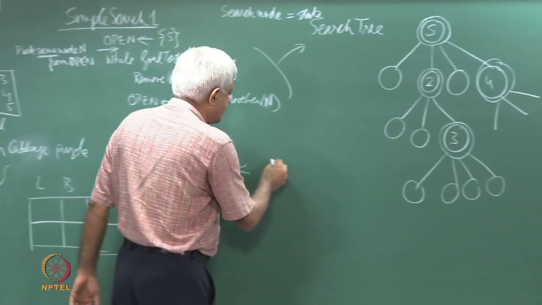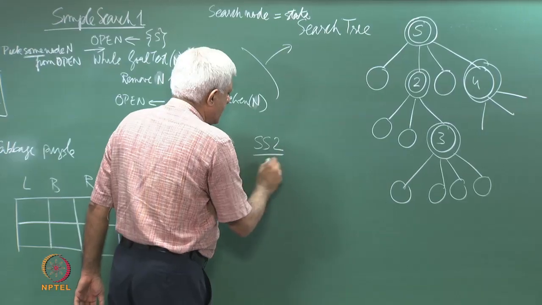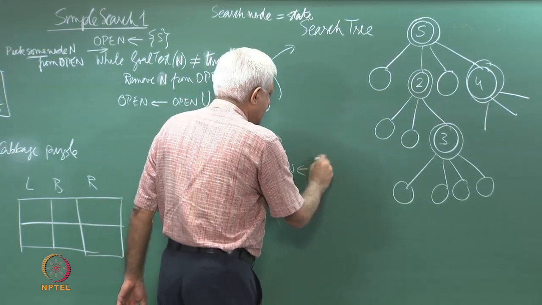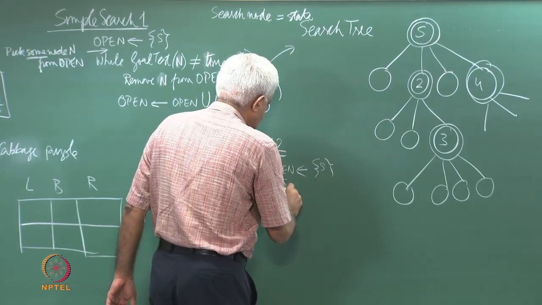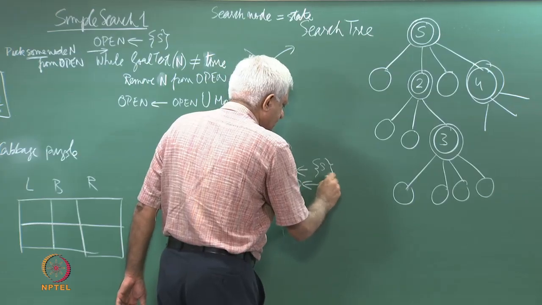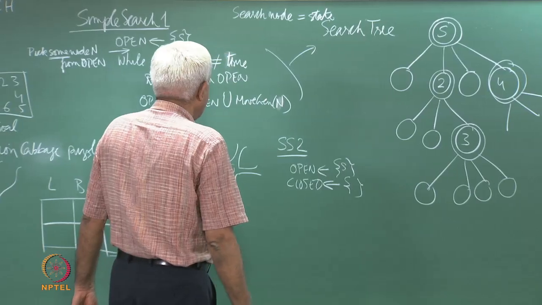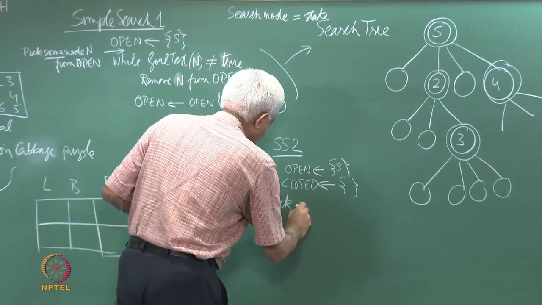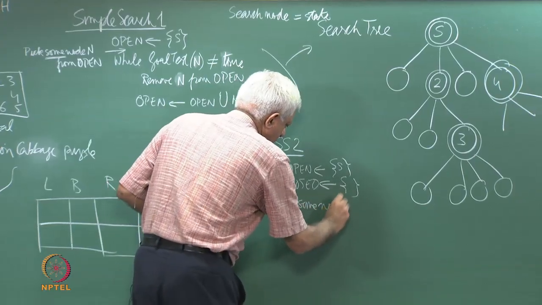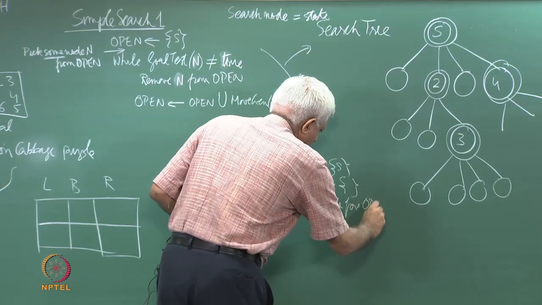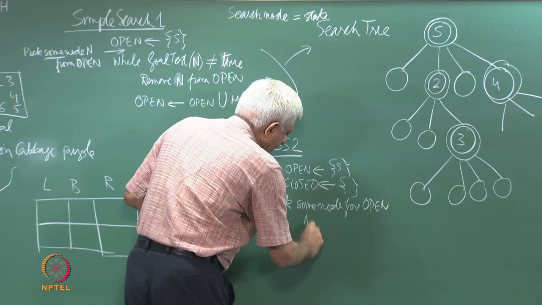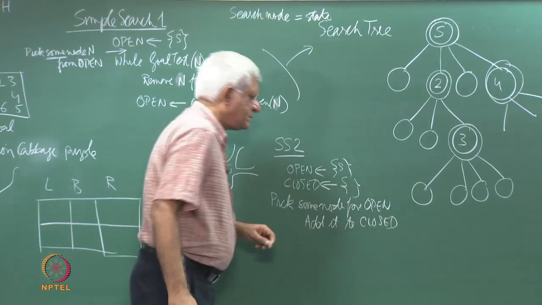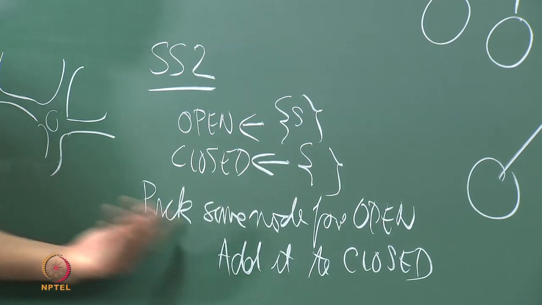So, the algorithm is modified as this. So, this is simple search 2. Open, as before, gets the start state. Closed is a new set which starts with the empty set. And pick some node from open. So, the same, and the new step which is add it to closed. I can write it as a set notation, but anyway I am writing it in English.